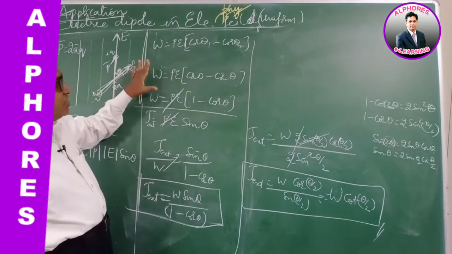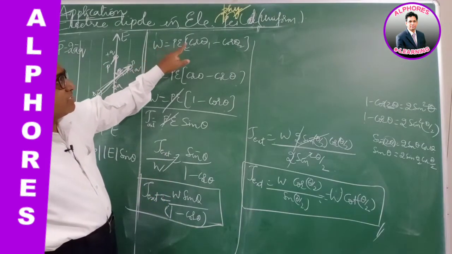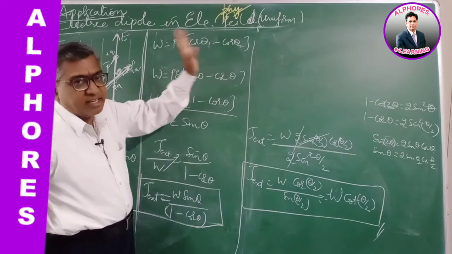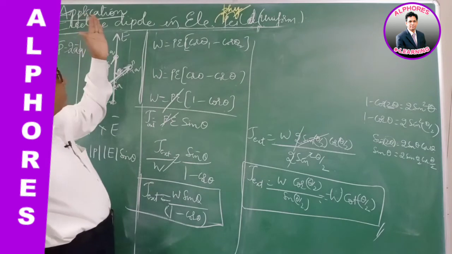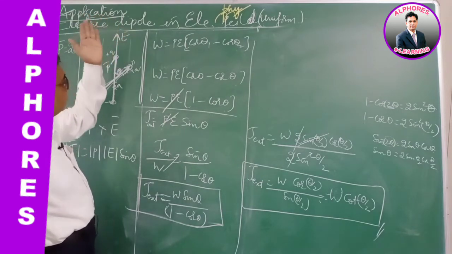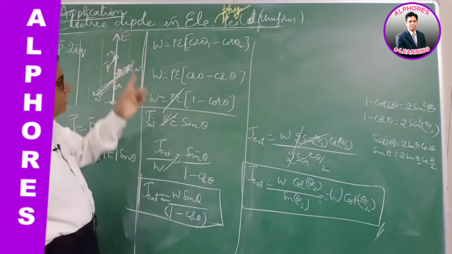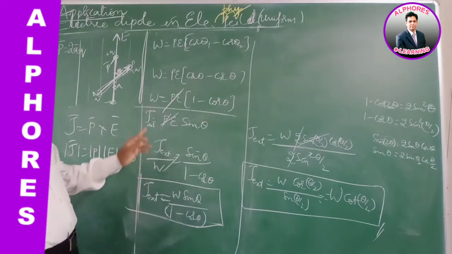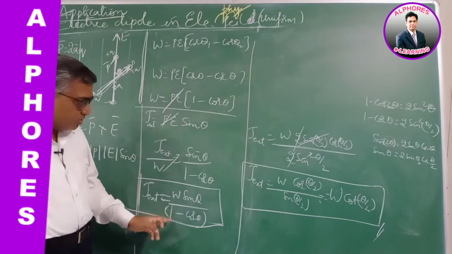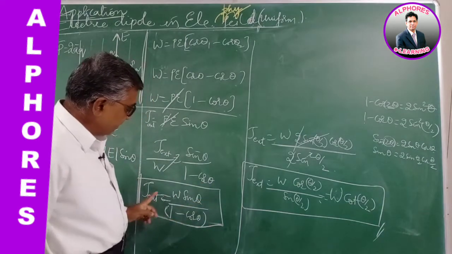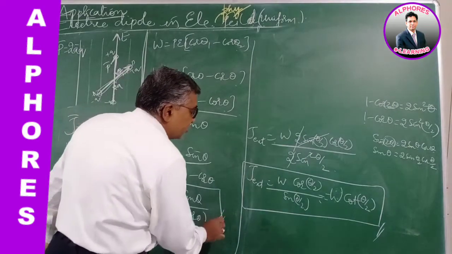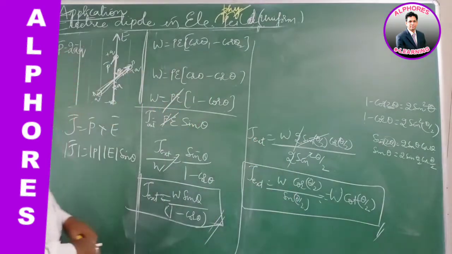In general, work done is PE cos theta 1 minus cos theta 2, from initial angle theta 1 to final angle theta 2. Now if I am rotating from the initial position, from 0 to theta, then the work done is PE of 1 minus cos theta. The torque is PE sin theta. Dividing both, I get torque equals W sin theta by 1 minus cos theta. From this, you can even evaluate this, right? Okay.